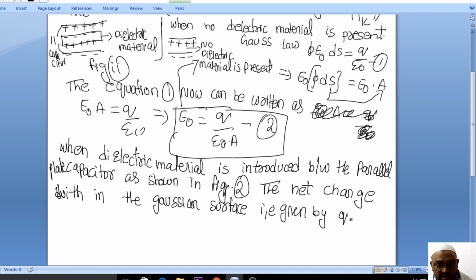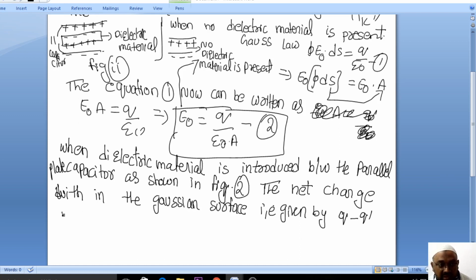So Q minus Q dash. Previously the charge was Q. Now, when the dielectric material has been introduced, the net charge will be Q dash. So what will happen to the total charge? Q minus Q dash will give us the total charge.